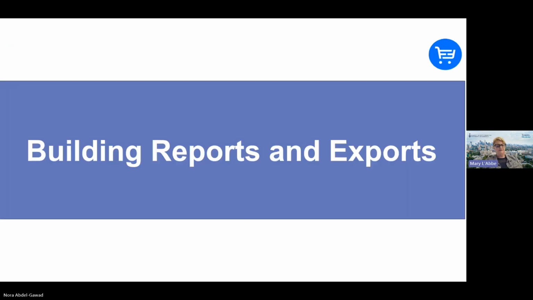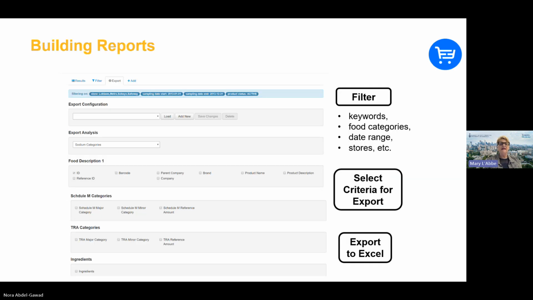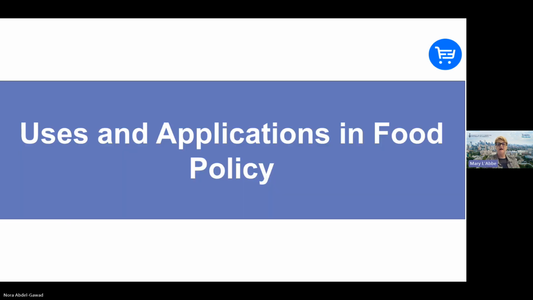Oh, sorry, building reports. I skipped a group. Okay, just as the last one, next slide, please. One of the features that Flip has is that it allows you to build reports. You can put filters in, for example, which keywords or which food categories or date range if you've got multiple years' collections or specific stores. So you can filter your data. You can then select which criteria you want to export, all the nutrients or just certain nutrients, and then export your data to Excel.